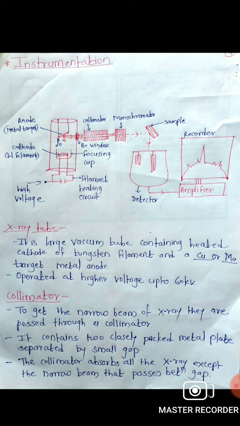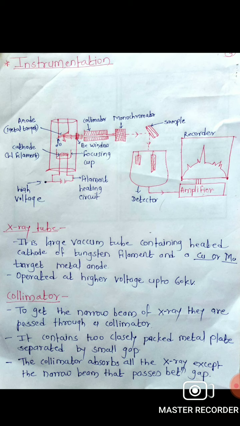First we see the X-ray tube. This X-ray tube is a large vacuum tube containing a heated cathode of tungsten filament and a copper or molybdenum target metal anode. Cathode is the tungsten filament and the anode is copper or molybdenum. This X-ray tube is operated at a higher voltage, up to 60 kilowatt.